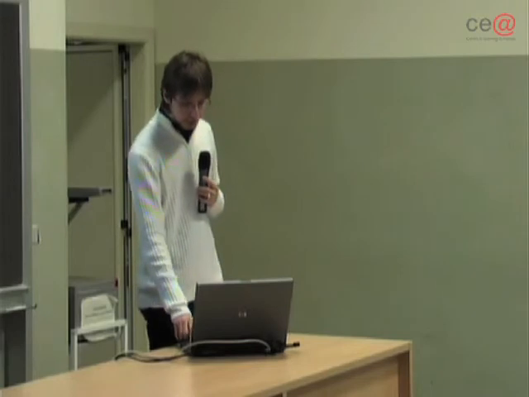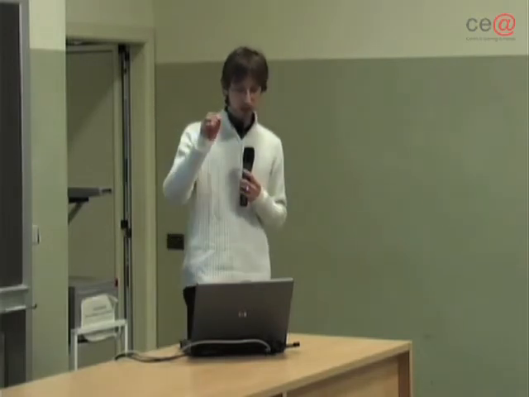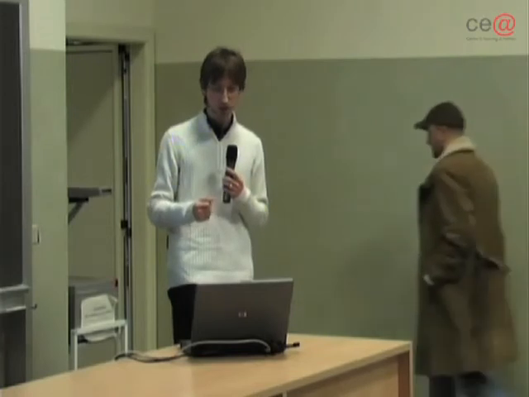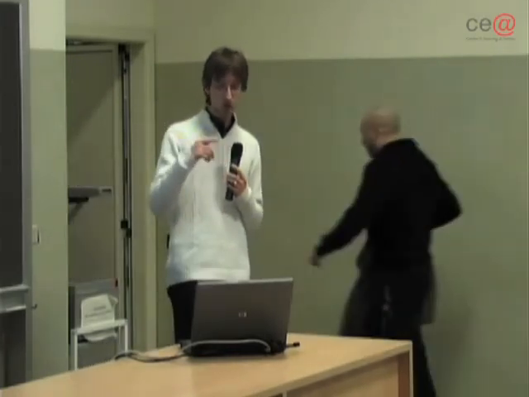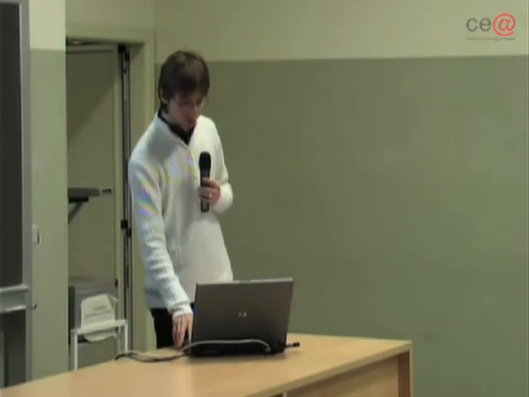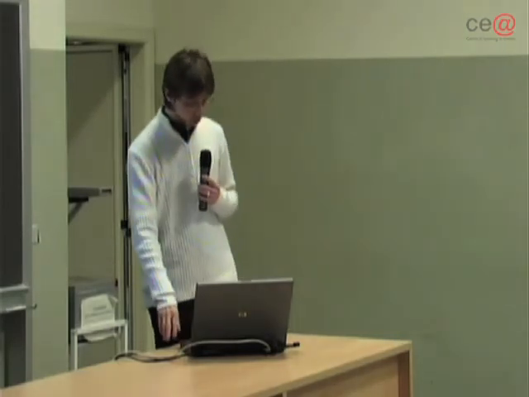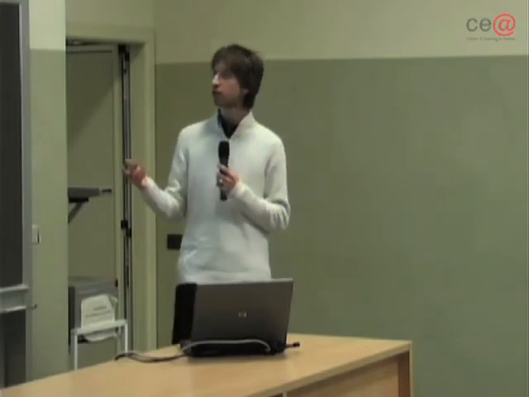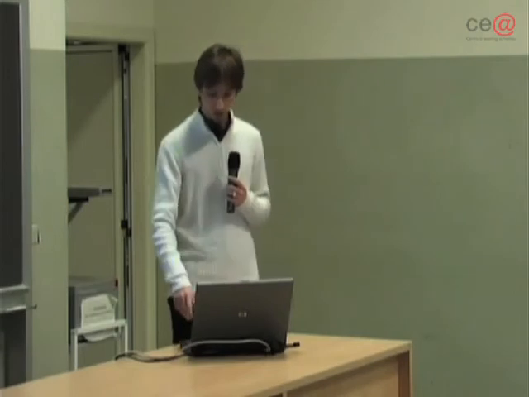The connected component labeling as a decision problem is an operation that takes a mask of 5 pixels: the current one, and the 4 pixels around, P, Q, R, and S. So we have 5 conditions in our decision tables, so 2 to the power of 5 possible combinations. And as actions in this table, we can have no action at all, an assignment, or the merge plus an assignment of the relative labels.